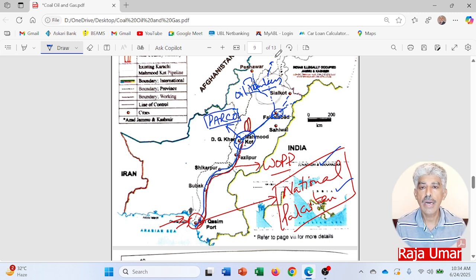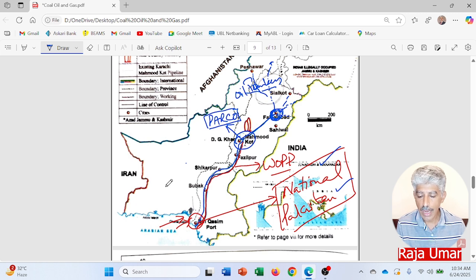So that refined oil, I mean petrol, diesel and kerosene oil, is all transported through oil tankers rather than pipelines. The pipeline goes up to Faisalabad only, right? So this is how the transportation of oil is done.